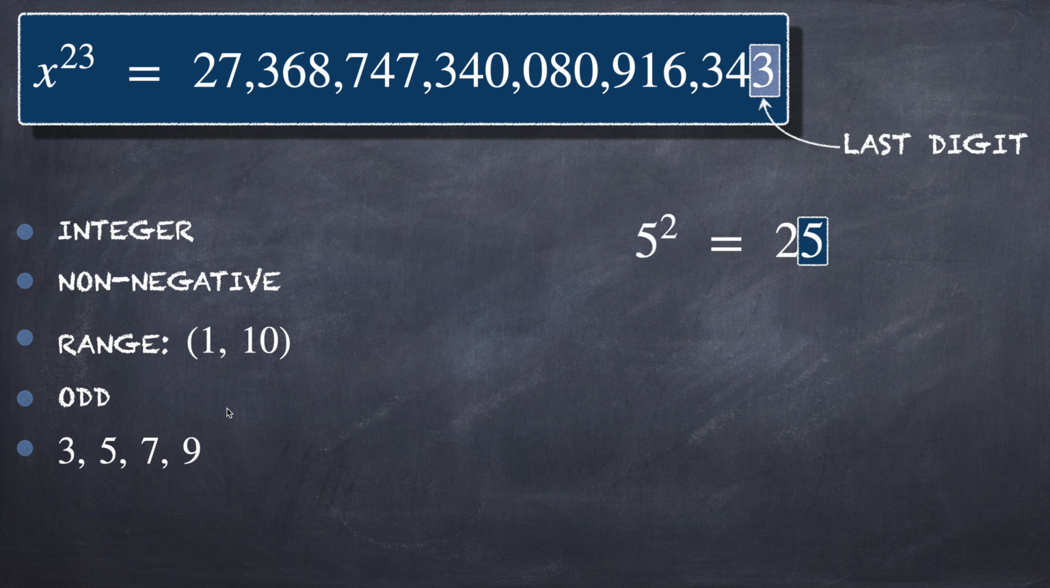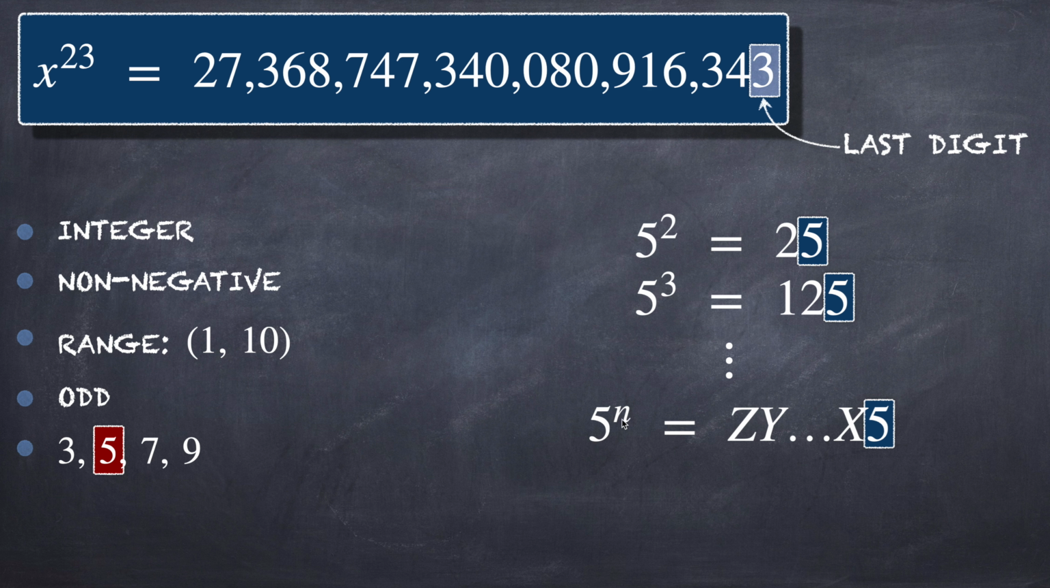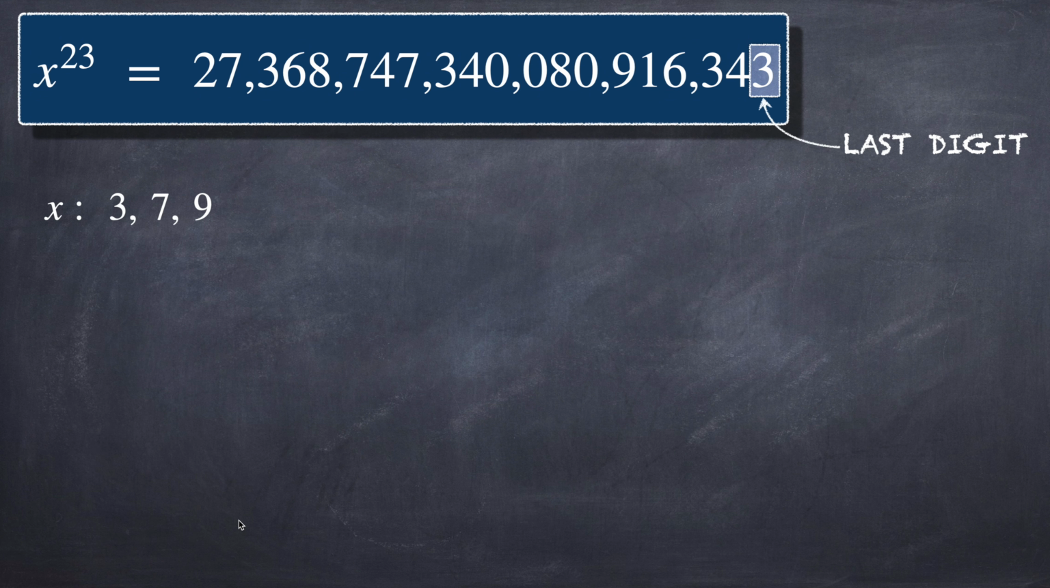Okay, so now let's pay attention to the last digit of the number, which is 3. If x is 5, we would obtain 5 squared is 25. The last digit is 5. 5 to the power of 3 is 125. Again, the last digit is 5. And so on. 5 to the power of 23 will be a number whose last digit is 5. So we can eliminate 5 as well. The possible values for x are 3, 7, and 9.